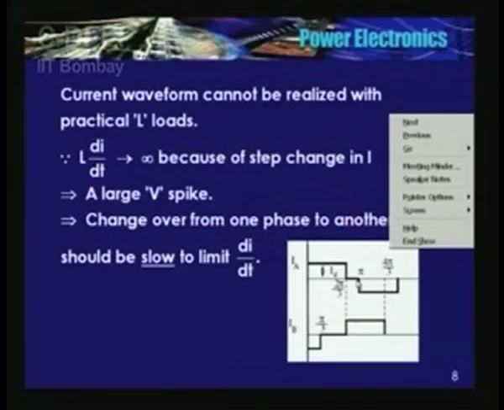So, in other words, changeover from 1 to 3 should be slow to limit the di by dt. In other words, see here, this current should gradually fall, and this current should gradually rise, so that you should be able to limit the di by dt. Because if you have this sort of a waveform, di by dt is going to be infinity. That will create a large voltage spike.